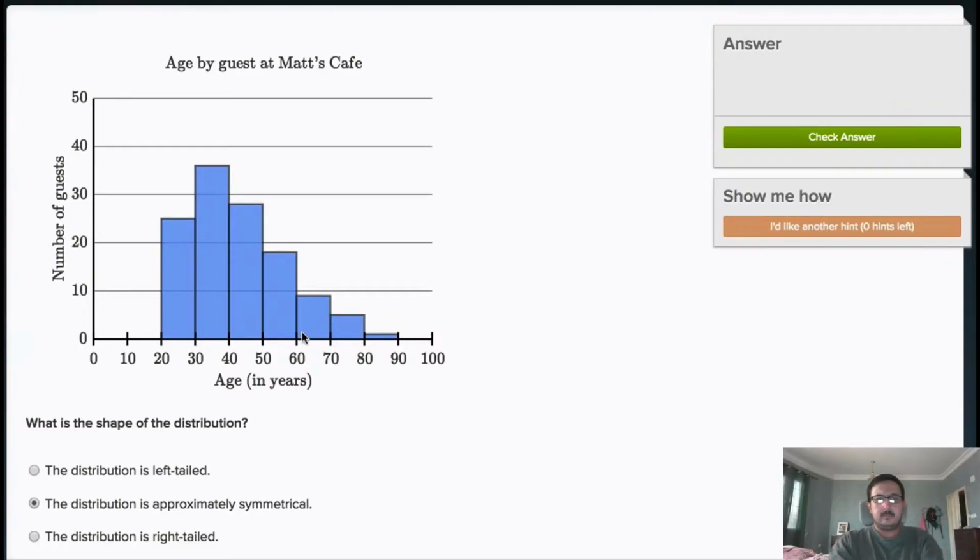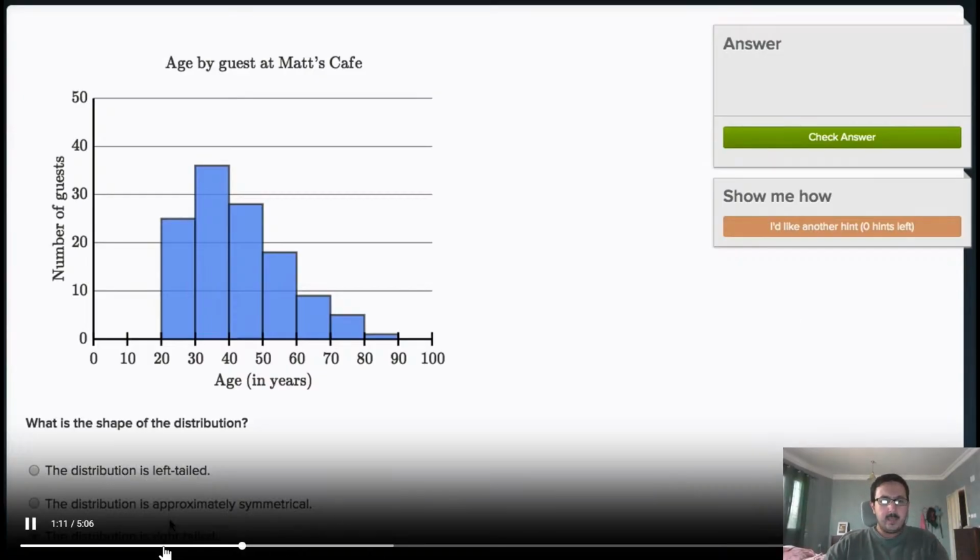But here, we have a few people between 60 and 70, even fewer between 70 and 80, even fewer between 80 and 90, and it kind of keeps going like this. This is a tail, and it's on the right side. It's a right-tailed distribution. So I'd call this distribution right-tailed. And I'm using Khan Academy exercises because it's a good way to see a lot of examples.